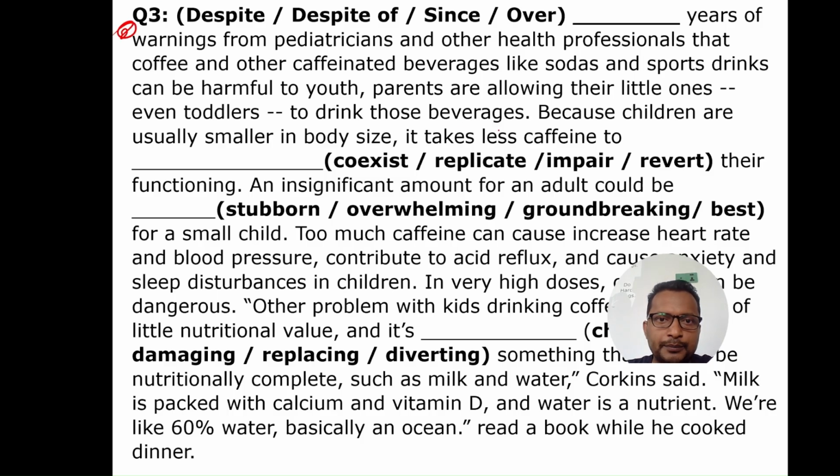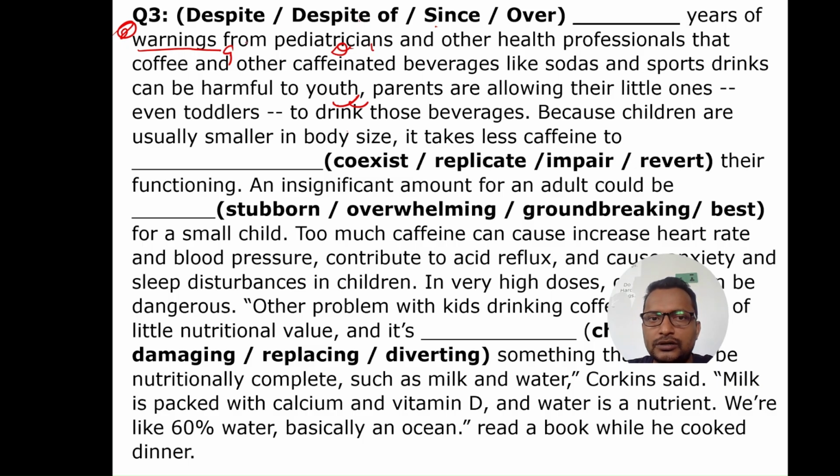Warning from pediatricians and other health professionals that coffee and other caffeinated beverages like sodas or sports drinks can be harmful to youth, right? Now you need either despite of, since or over. So what would be the correct option here, guys? Dash years of warning. See, the ing form of verb, right? Gerund is there. So now you should say either despite or in spite of.